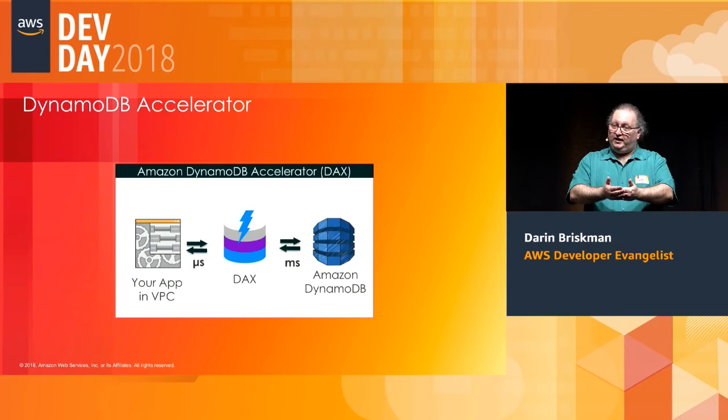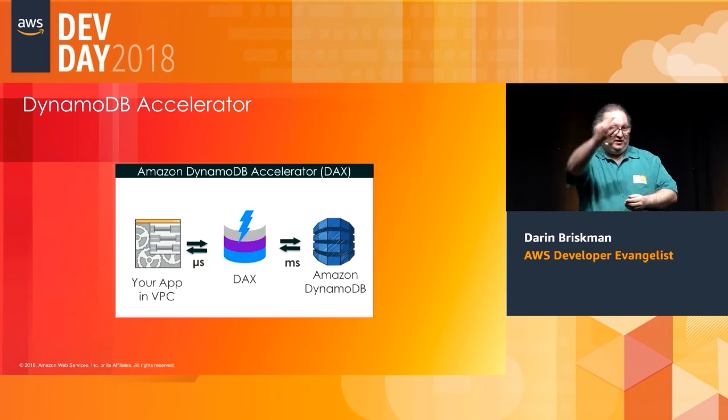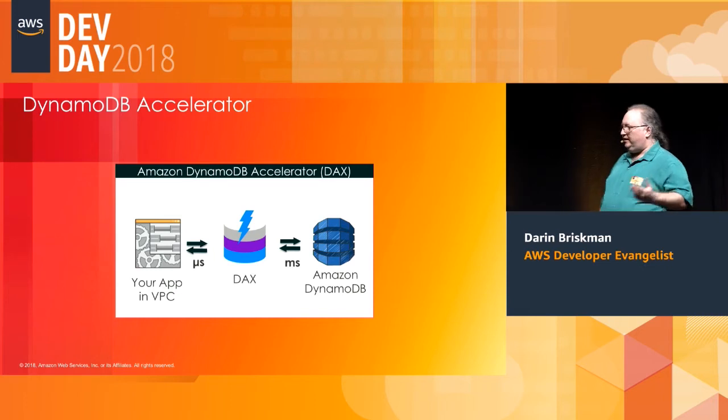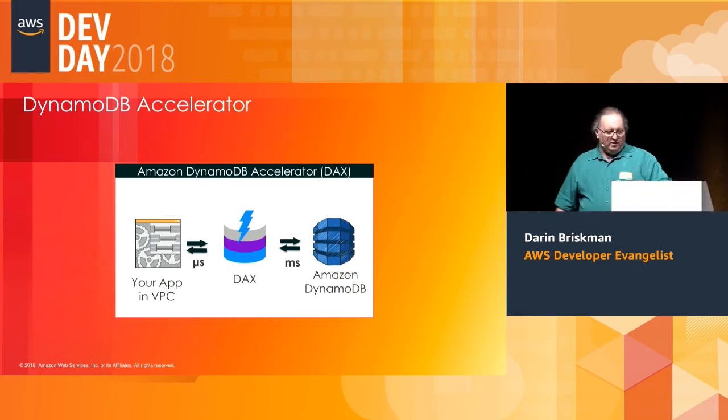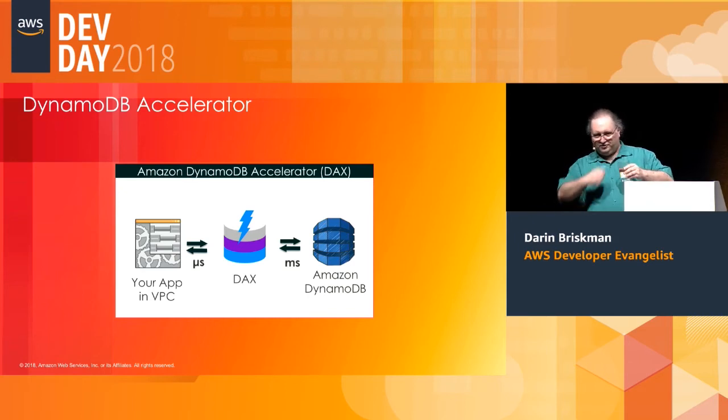So if you have cacheable data, the great thing about this is you don't have to change the programming model at all. It looks just like Dynamo. You're just changing the endpoint from the Dynamo endpoint to the DAX endpoint. So it adds a lot of rapid cache capability with very little work. I'm a big fan of caching. The thing I don't like about caching is complexity. This gets rid of the complexity.